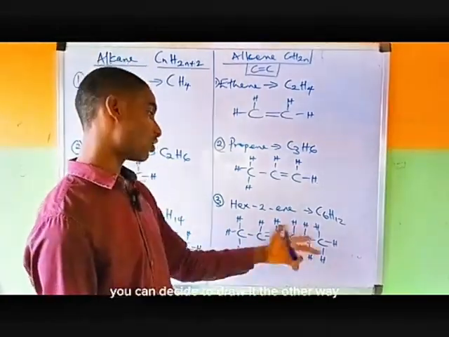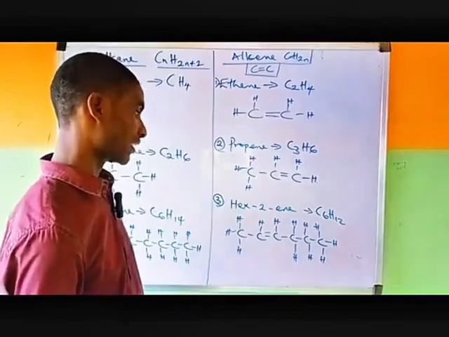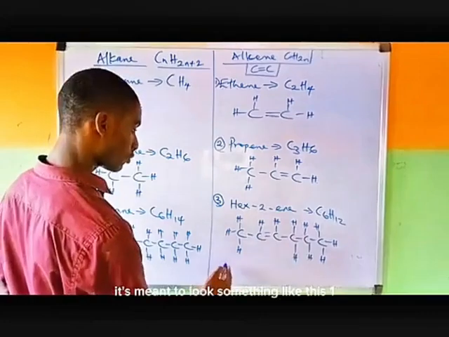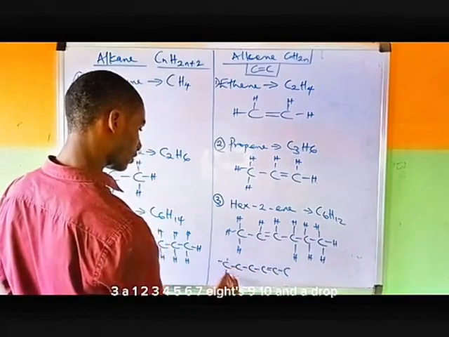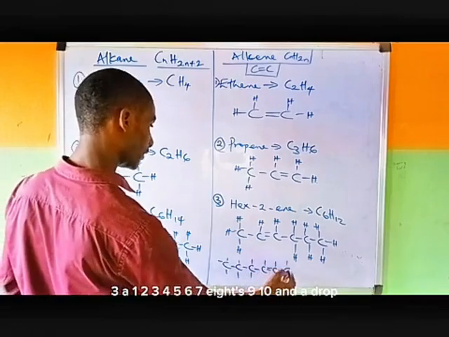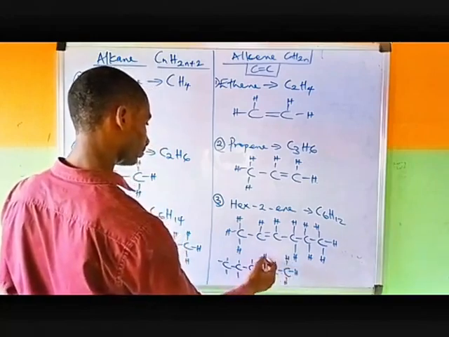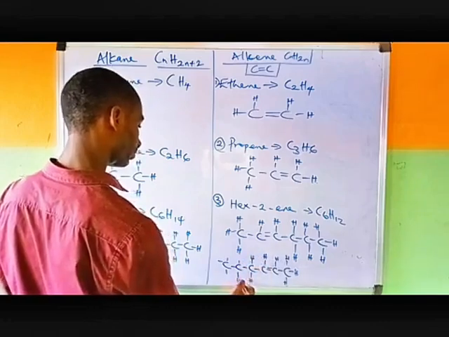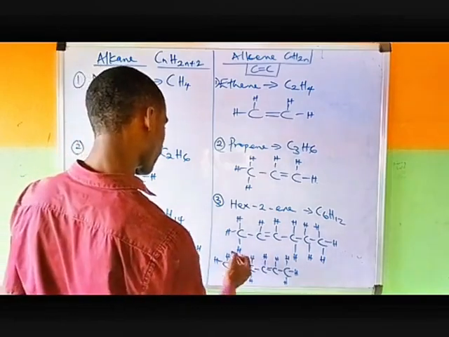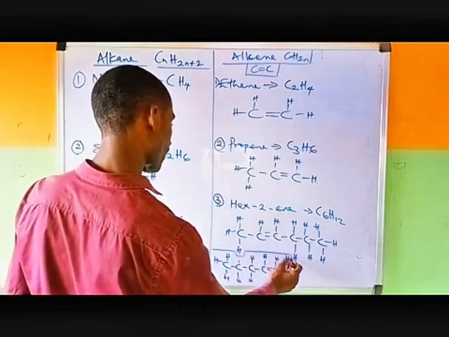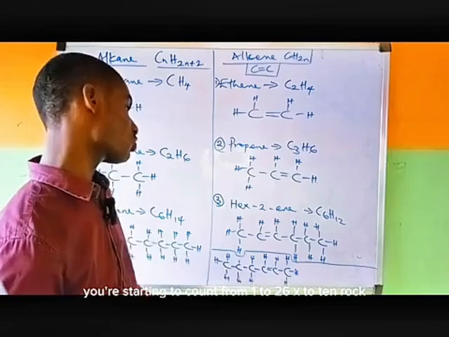And you can decide to draw it the other way, starting from here. We have 1, 2, then your double bond will be here. I want you to draw that. If you are drawing it, it's meant to look something like this. 1, 2, 3, 4, 5, 6. 1, 2. So you have 1, 2, 3, 4, 5, 6, 7, 8, 9, 10, 11, 12. Alright, so this is it. You're starting to count from 1, 2, so this is hex-2-ene here.